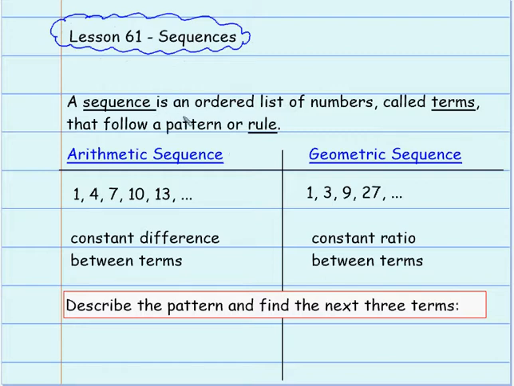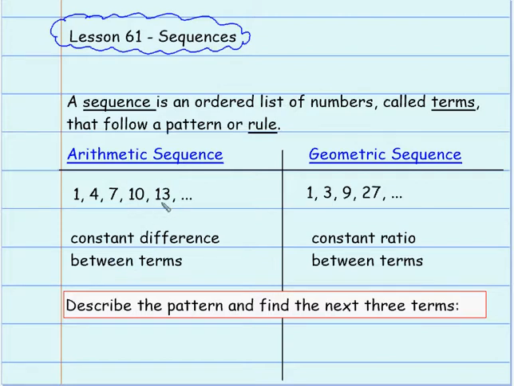Okay, a sequence is an ordered list of numbers called terms that follow a pattern or a rule. We have two types of sequences. An arithmetic sequence looks like this: 1, 4, 7, 10, 13, and so on. There will be a constant difference between the terms.